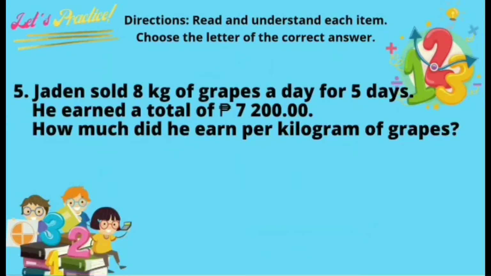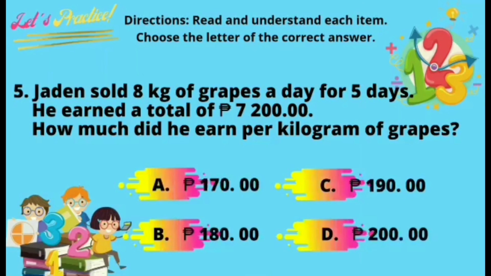And for the last number, number 5, Jaden sold 8 kilograms of grapes a day for 5 days. He earned a total of 7,200 pesos. How much did he earn per kilogram of grapes? Now, if your answer is letter B, 180 pesos, you are right. 8 times 5 is 40, then we are going to divide 7,200 by 40 to get how much he earned per kilogram of grapes.